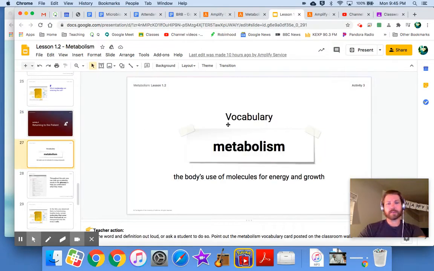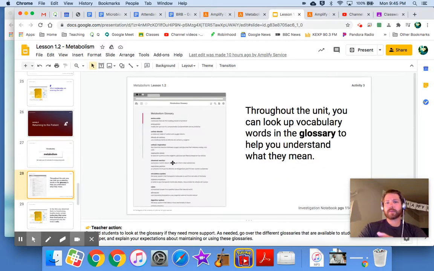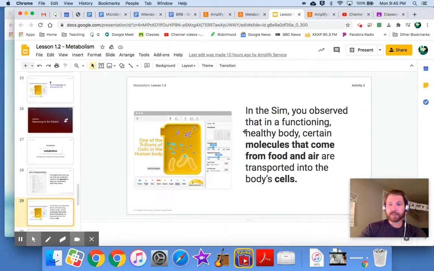So first, let's talk about this word metabolism. We're defining it as the body's use of molecules for energy and growth. When I asked some of you about it previously, some of you said things pretty similar to this definition. A lot of you said things to do with energy, how the body uses food, things like that. So throughout the unit, if you have questions about a word, go to the glossary, look them up, find those definitions.